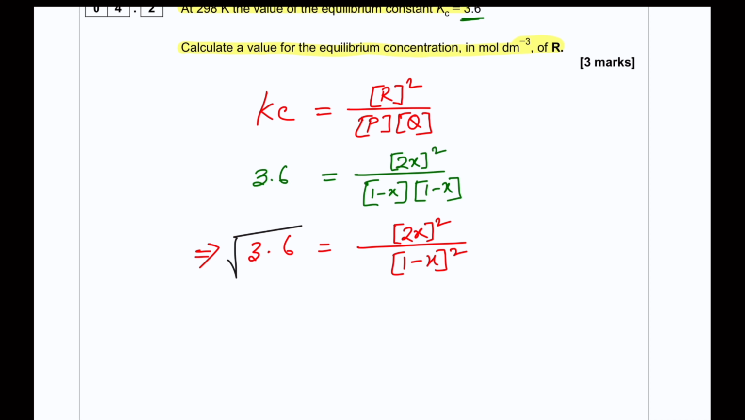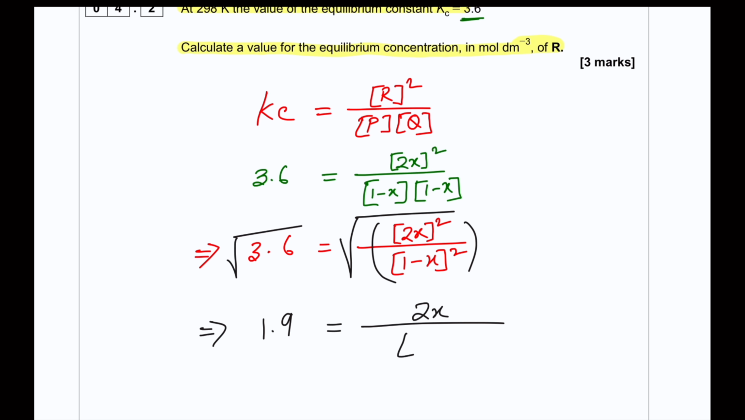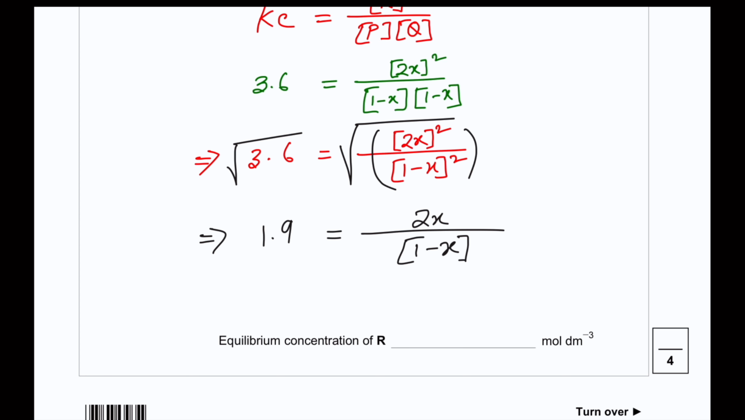We will square root both sides. We will get 1.9. The square root of 3.6 will be 1.9. And on the other side, we are going to get 2x over 1 minus x. Now, if we bring the 1 minus x to this side and do cross multiplication, it becomes 1.9 minus 1.9x equals 2x. So we can bring the negative 1.9x from the left hand side to the other side. So we can add 1.9x to both sides.